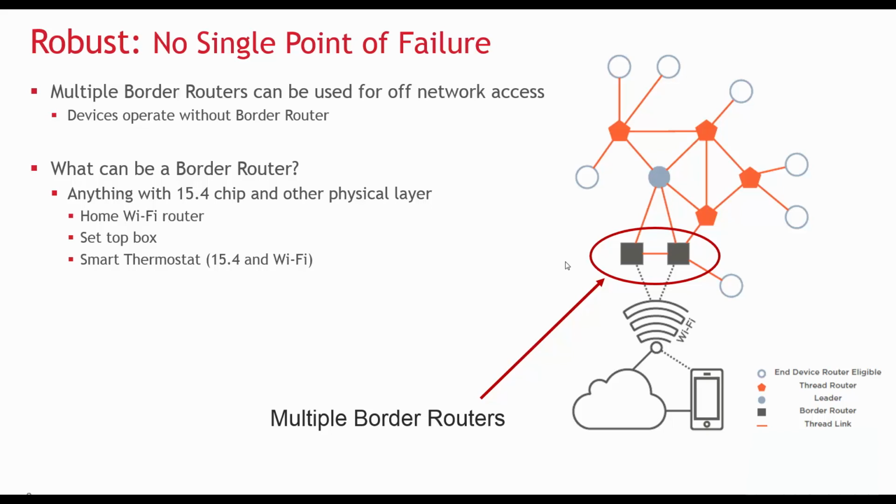So if a Wi-Fi access point with a Thread radio is installed as a border router, and then the user adds a Thread-enabled set-top box with its own broadband IP connection, the HAN devices can utilize either of these to reach their off-network IP destinations, even if the two border routers tie into separate internet service providers.